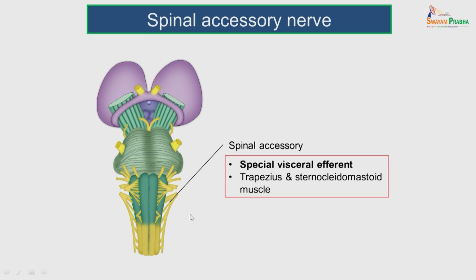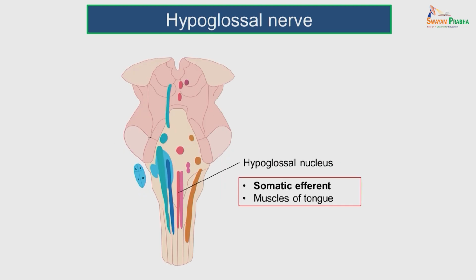So, this, as a special visceral efferent, supplies the trapezius and sternocleidomastoid muscle. This is only the spinal part of the accessory. The cranial part is along with the vagus; it has different functional columns. Then the hypoglossal, again it is only one component, it has the somatic efferent. It supplies all the muscles of the tongue except styloglossus.